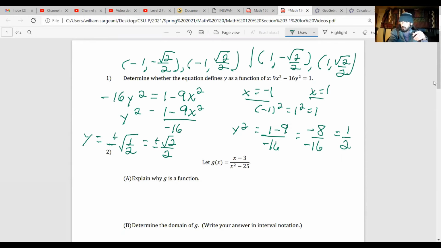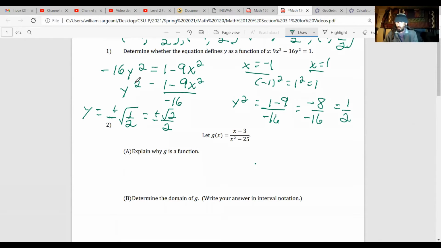Now in number 2, remember g of x is just a fancy stand-in for y. That, however, does not mean that we're guaranteed just because the y is alone that we're getting a function.